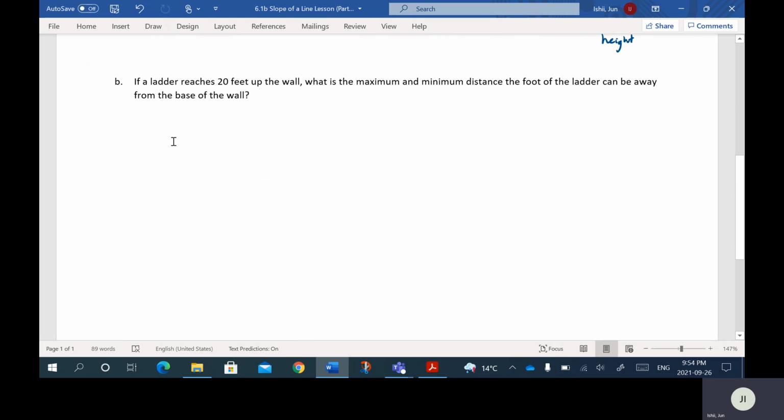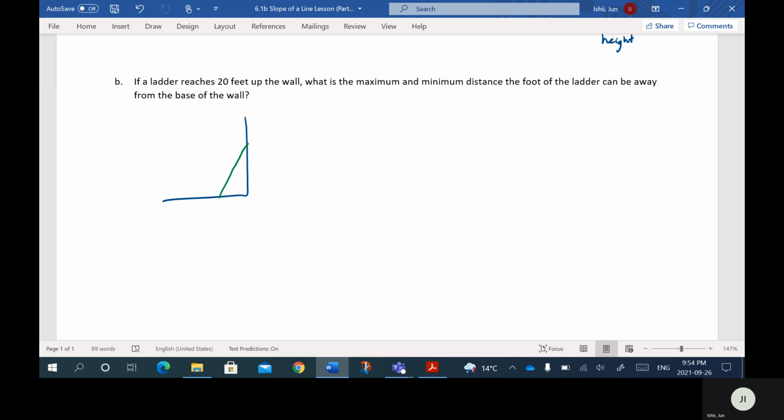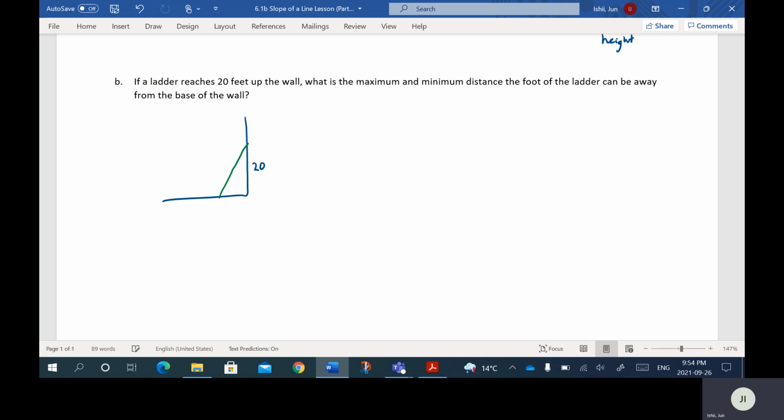So next up, this is part B here. If a ladder reaches 20 feet up the wall, what is the maximum and minimum distance the foot of the ladder can be away from the base of the wall? So what that's saying here, instead of being given the distance from the base of the wall, this time we're dealing with a fixed height of 20 feet. Then we want to figure out what x is. Again, we have two different slopes, so we're going to do two different calculations.